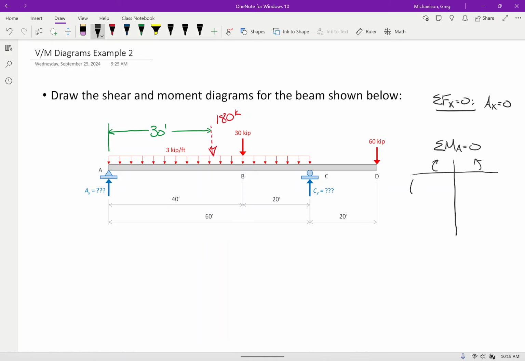Okay. So I've got 180 kips times 30 feet, right? This is going to be 30 kips times what? 40 feet. 60 kips times what? 80 feet. And then CY times 60 on the other end.